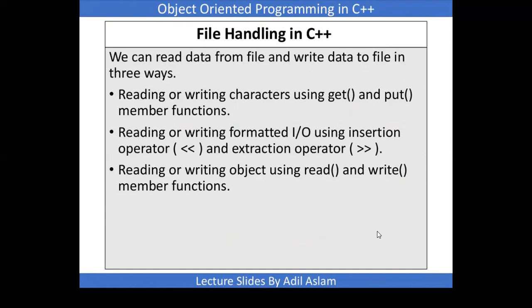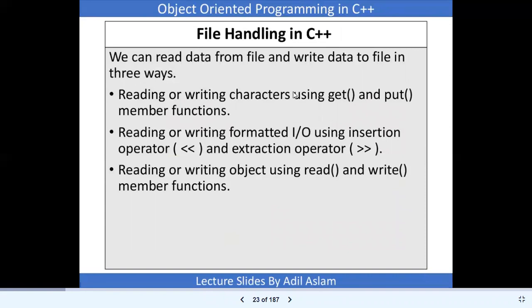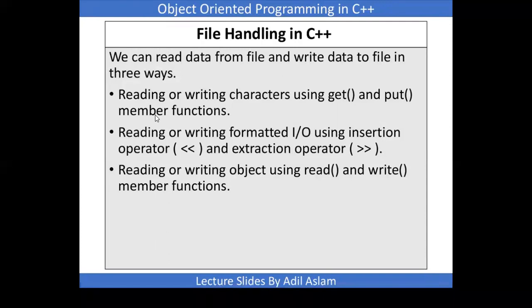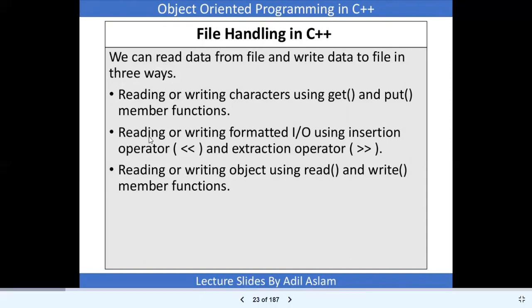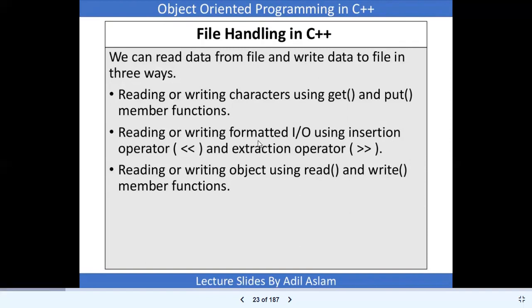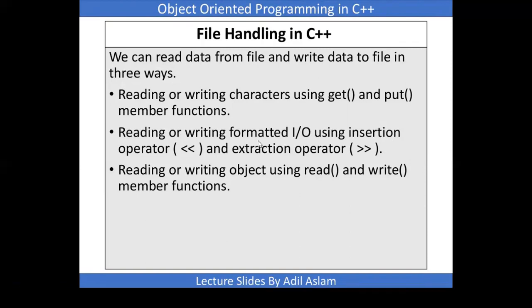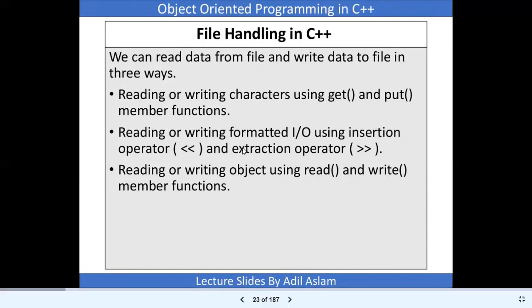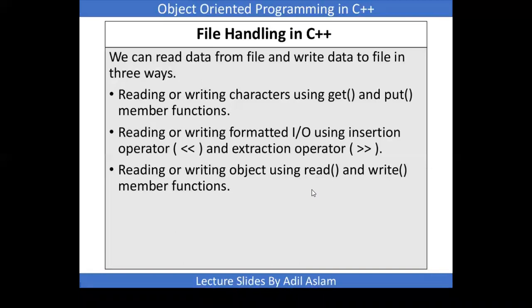See, we can read data from a file and write data to a file in three ways. How many ways are there to read and write data from the file? The first is reading or writing characters using the get and put member functions. These two functions we covered in our last class of 3rd January, and you have to revise them from there. Then we also discussed that we can use the insertion and extraction operators for reading and writing in a formatted way in our disk file. And then comes reading and writing objects using the read and write operations. Read and write member functions are also used to write and read at the secondary file.